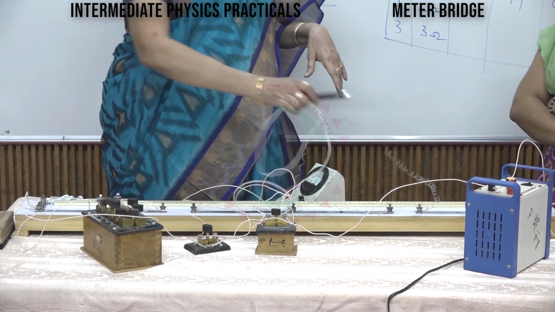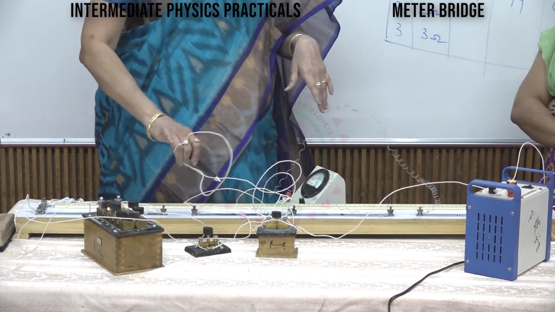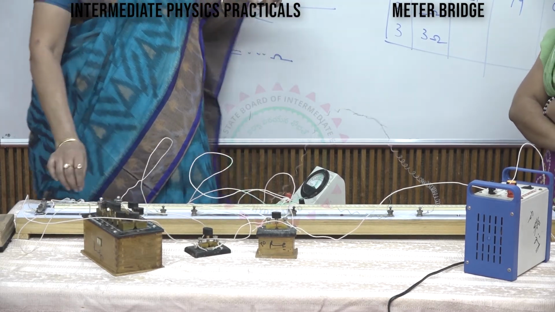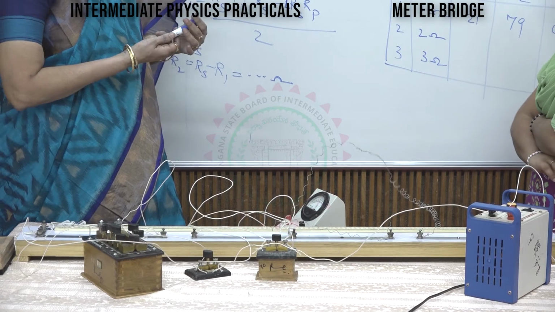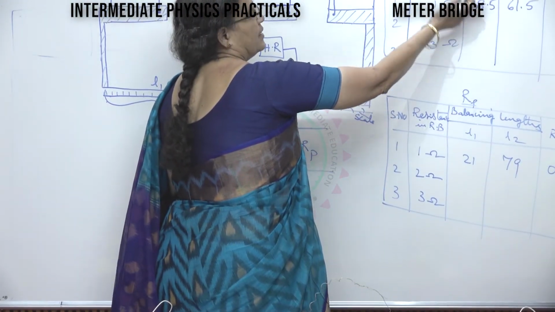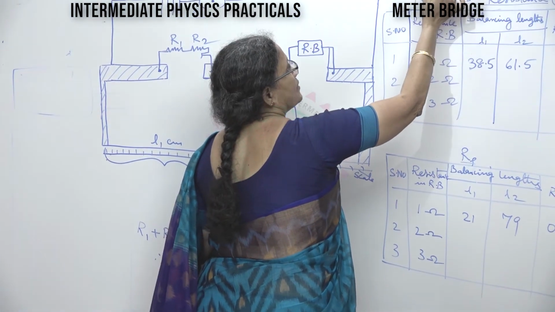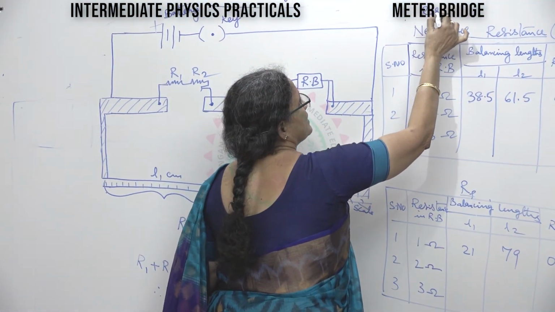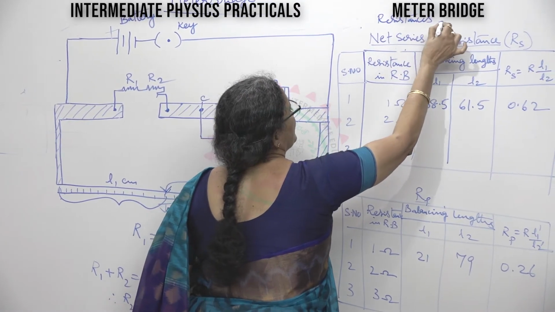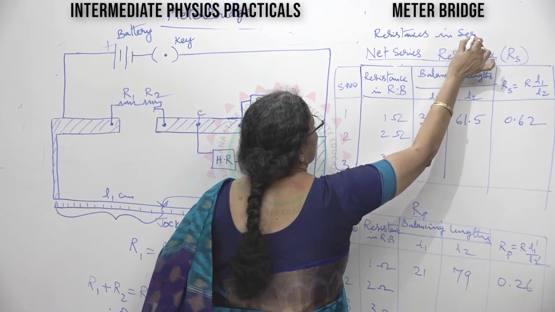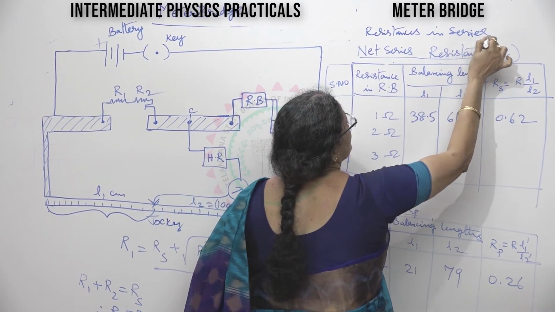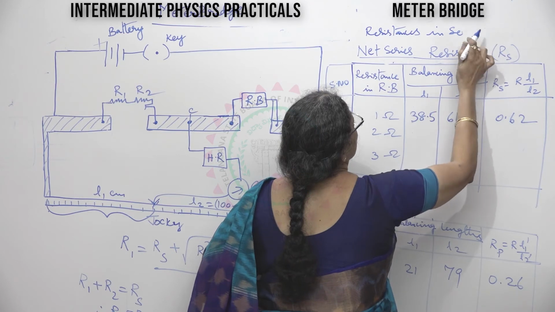So like that, just by pressing at various points where you are getting zero deflection, you note down that length L1 centimeters, like you have taken earlier. That I have written here. What is this combination? This is called resistances or wires. In what combination? Resistances in series.